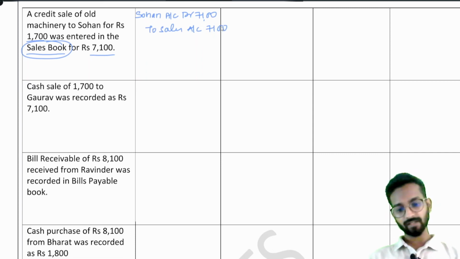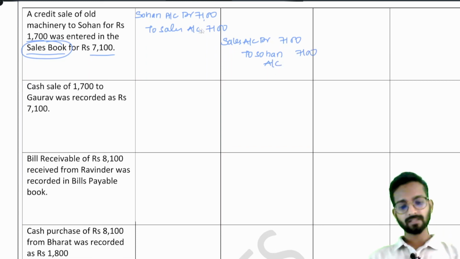What is the wrong entry? Wrong entry was Sohan account to sales 7,100. Now we have to reverse it. Now reversing it, what will it become? It will become sales account debit to Sohan 7,100, 7,100. Simple. This was the wrong entry. Now what we have done? We have just reversed the wrong entry. After this, what will happen? Check.